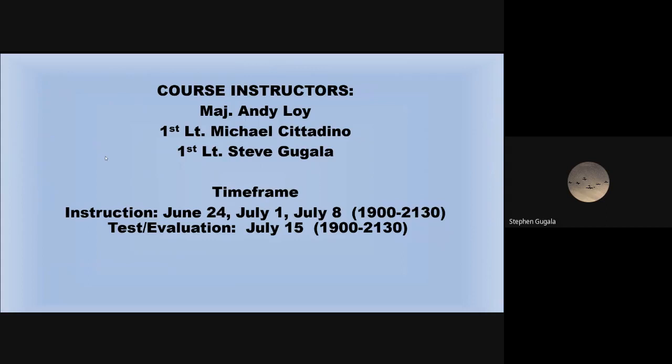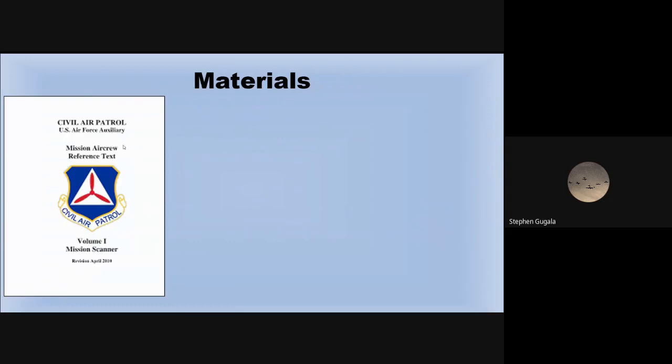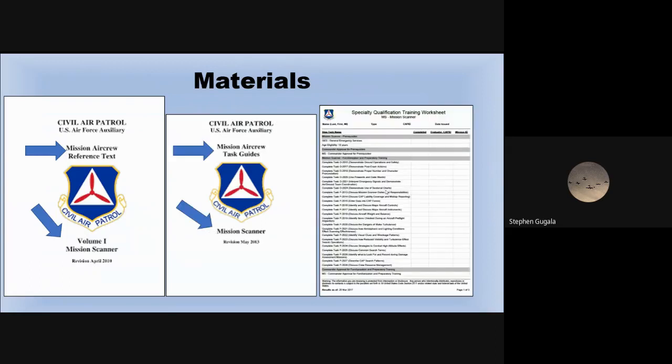The materials you're going to need, if you haven't already gotten them, and Major Loy sent out an email about this: you're going to need a Mission Aircrew Reference Text for Mission Scanner, the Mission Aircrew Test Guide for Mission Scanner, and you're going to need to locate your specialty qualification training tracking information, whether that be on eServices or a hard copy, to keep track of your progress towards the qualification.